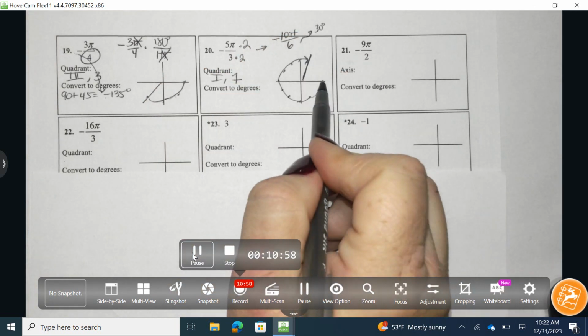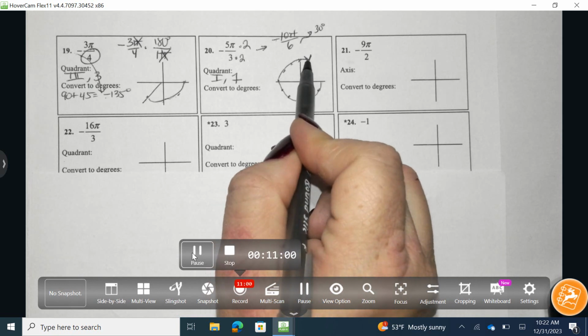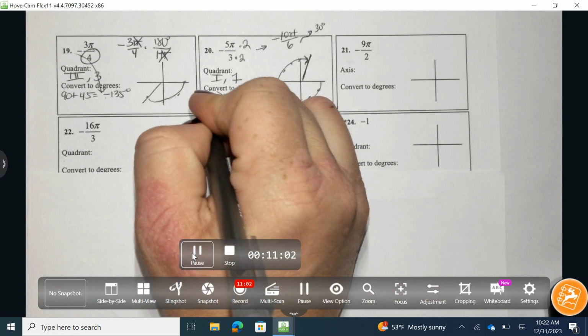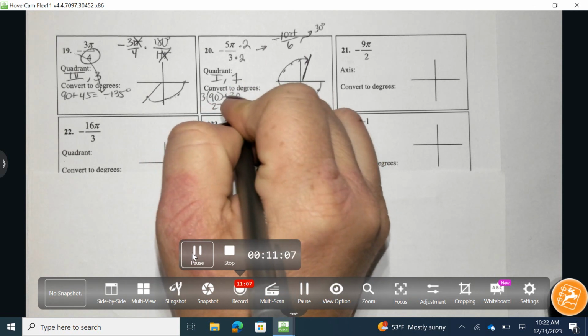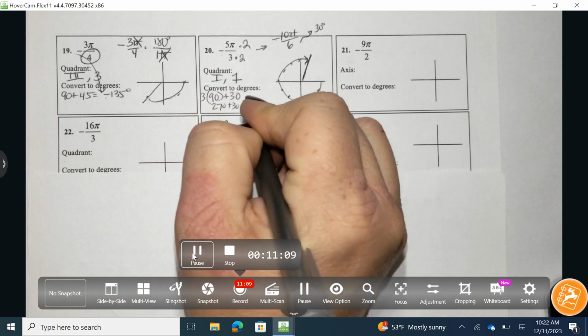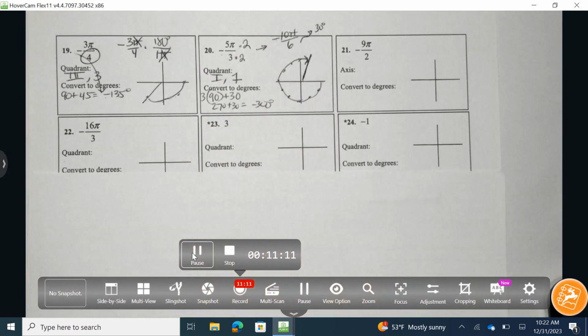So again, you may go 90, 90, 90, and 90 and 30. So I have 3 groups of 90 plus an additional 30 degrees would be 270 plus 30. Okay, remember it's a negative, negative 300. That's how you may do it without a calculator. Remember, half of your advanced placement exam, you do not get to use a calculator.